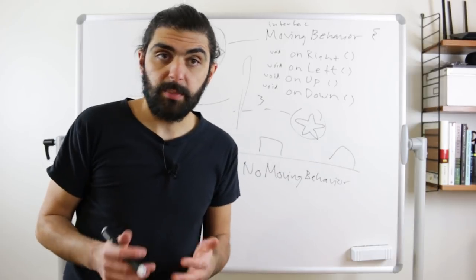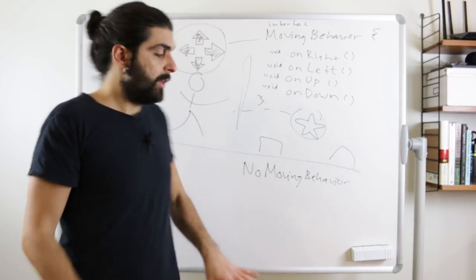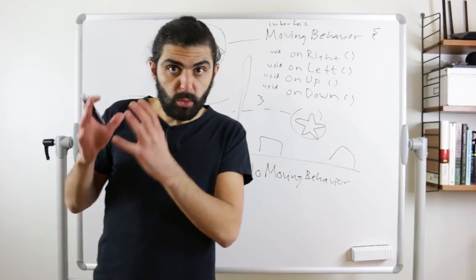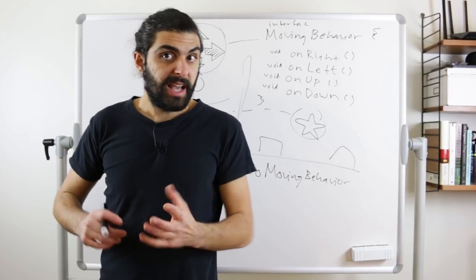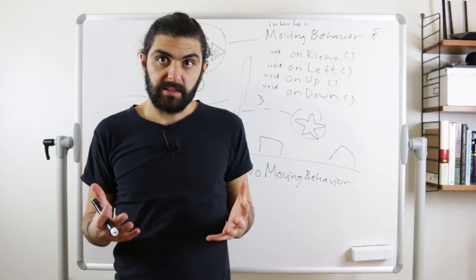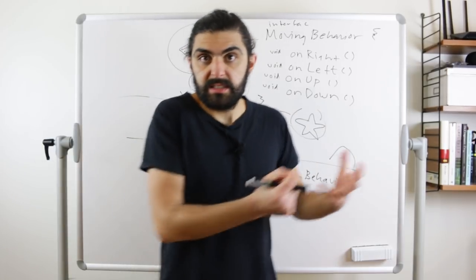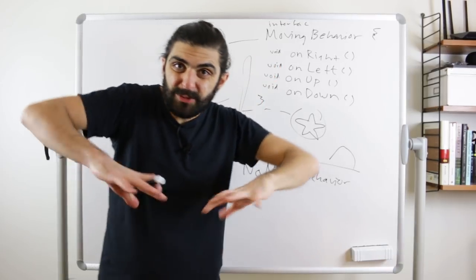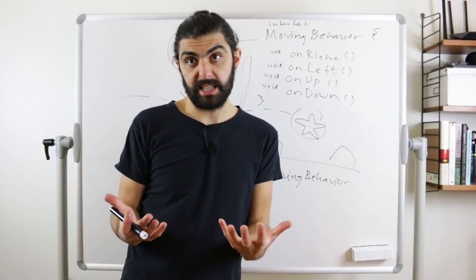Or depending on how you think about it, if you watch the video on state pattern, you could think of this as a no moving state, and then we could have a normal moving state or a powered up moving state. So the player can be in either of these states, and on right, on left, on up, on down has different implementations depending on which of these states we are in.